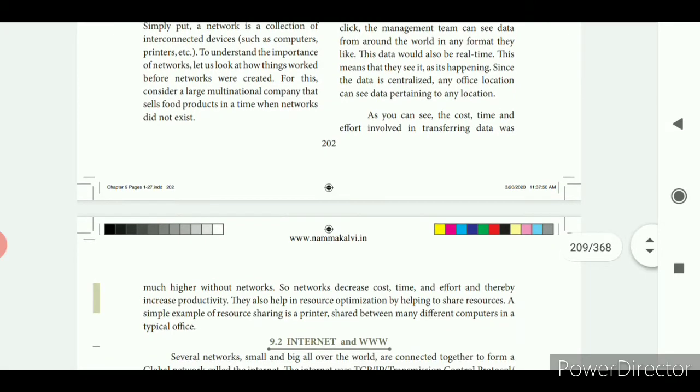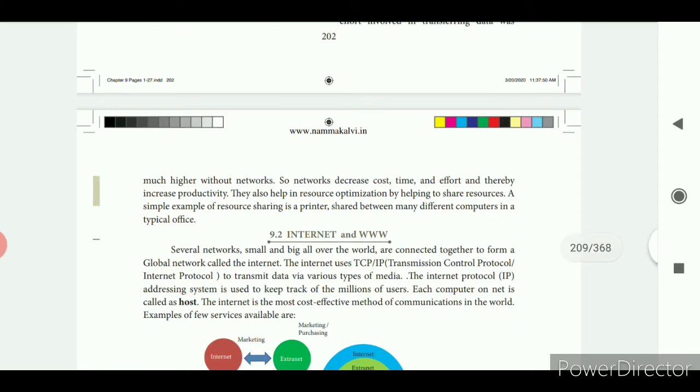What do you mean by Internet? Internet means it's a connection of networks, that is, several networks, small and big, all over the world are connected together to form a global network, which is called the internet. So the internet is nothing but a collection of networks. With the internet, we have sharing of information and we can access any data from anywhere, at any time.